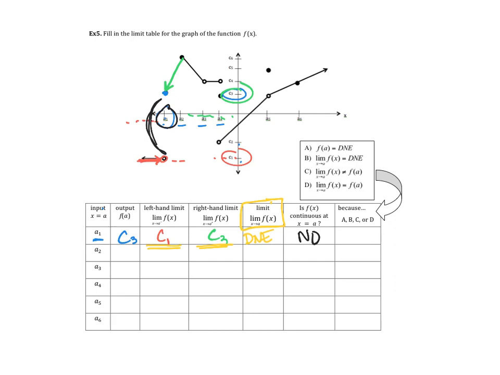Why is it not true? Is it because the value at a sub 1 does not exist? No, it does exist. It has a closed point right here. Sorry, I've marked all over this. So it does exist. It has a closed point. Is it because of B, the limit as x approaches a does not exist? Well, as soon as I have this does not exist, then yes, it is B.